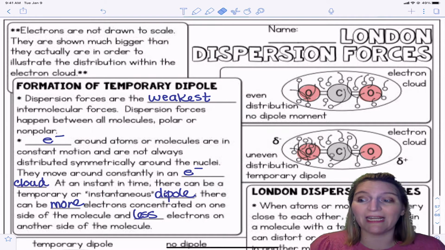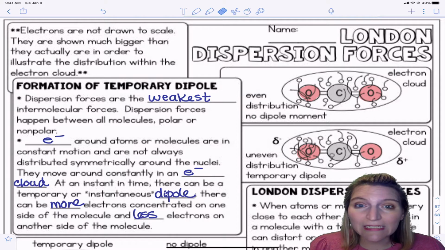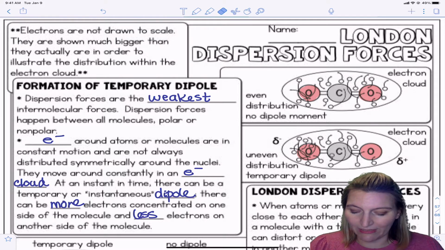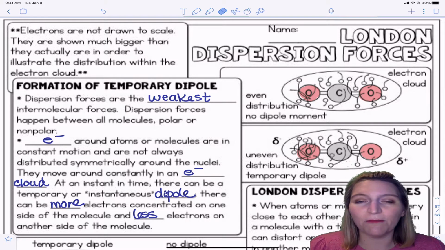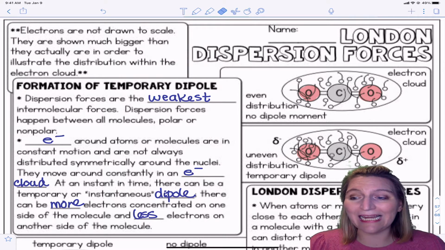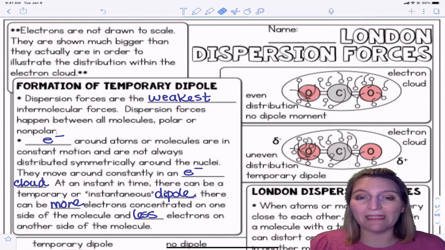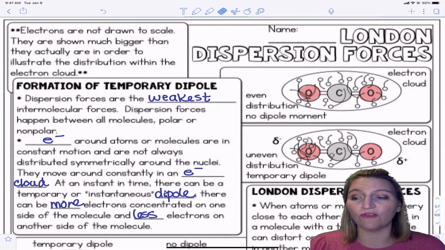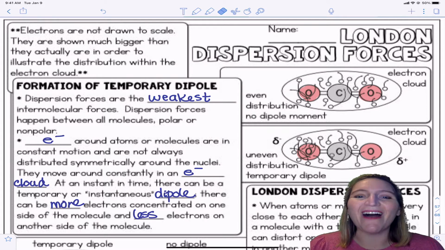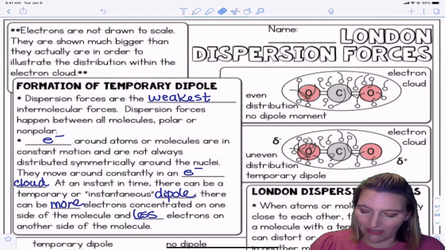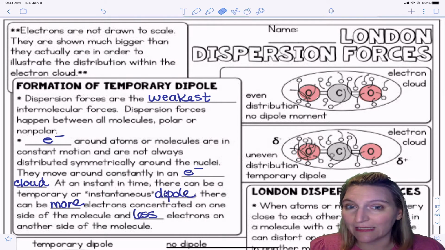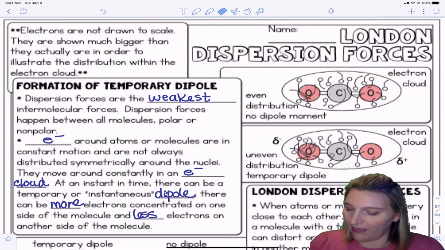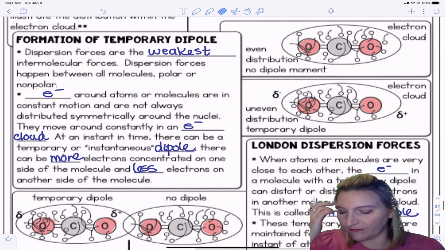The electrons around the atoms or molecules are in constant motion in every molecule, and they're not always distributed symmetrically around the nuclei. They move constantly in an electron cloud. At an instant of time, there can be a temporary or instantaneous dipole, which means that there would be more electrons concentrated on one side of the molecule and less on the other side. If you look at the picture on the right, you will see what I am talking about.